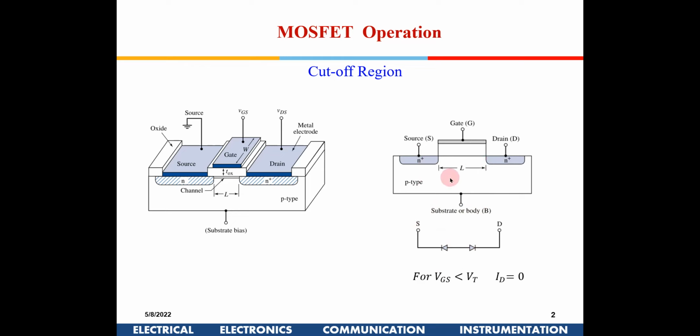So when you apply a potential between drain and source without any gate voltage, one of these diodes will be reverse biased, and hence the current will be 0. Practically it will be a few picoamperes, but we can assume that there will be no current flowing when you don't apply any gate voltage. So this is how a normal MOSFET operates.